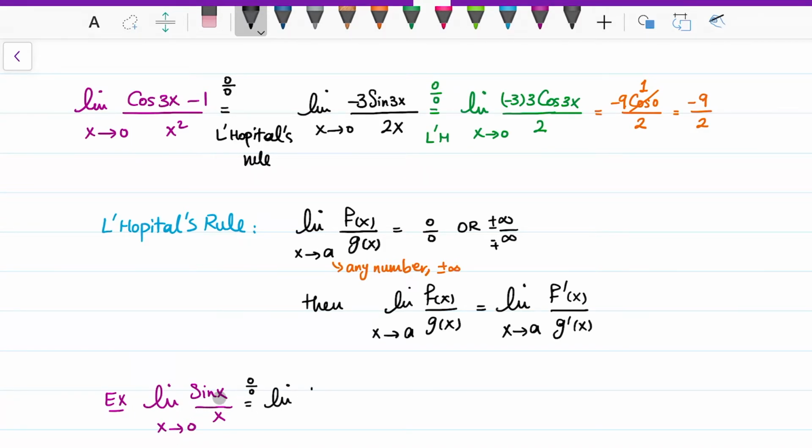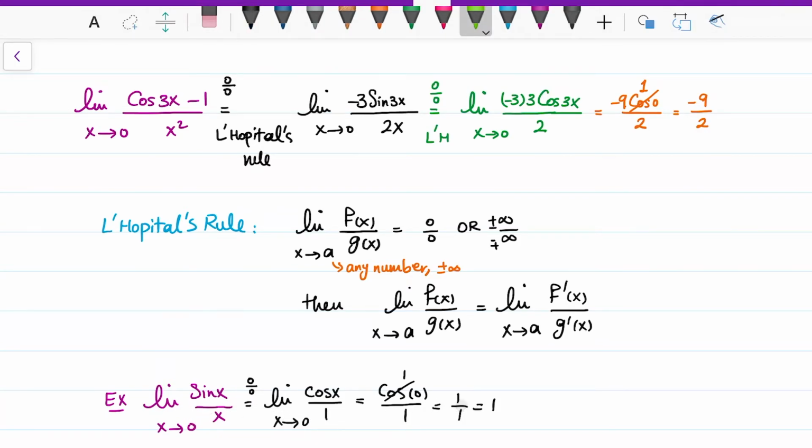Derivative of sine is cosine x. Derivative of x is just 1, and x goes to 0. I'm just going to repeat the limit in here. Now let me evaluate this limit. I get cosine of 0 over 1. Cosine of 0 is 1, so I get 1 over 1, which is 1. I get a number, and this is not indeterminate. So the answer for this limit based on L'Hopital's rule is 1.